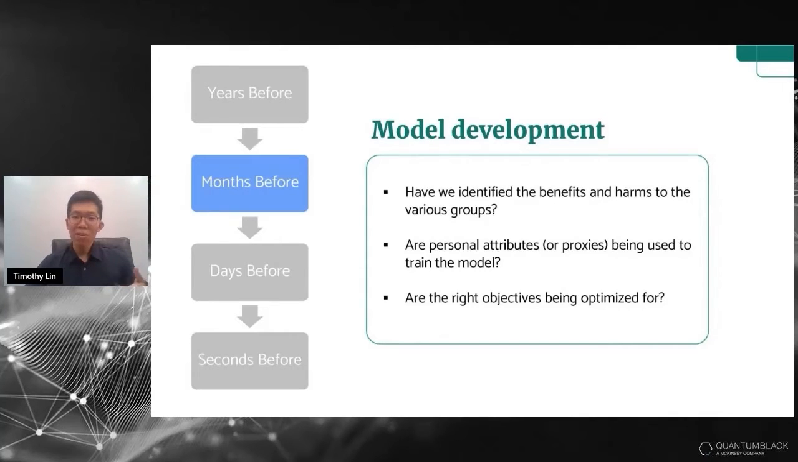And we can also ask whether any personal attributes or proxies are being used to train the model. So the model will learn to discriminate based on these personal attributes. Normally in the banking scenario, it's not allowed for such PII or protected information to be used in the models. But a common pitfall is the use of proxies.